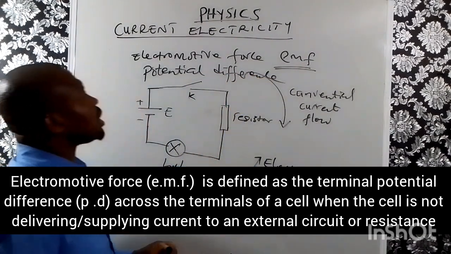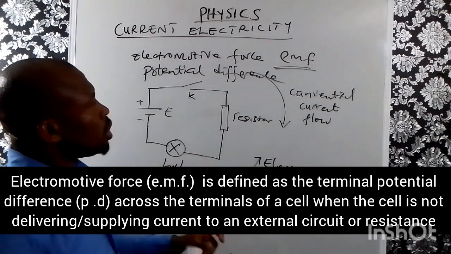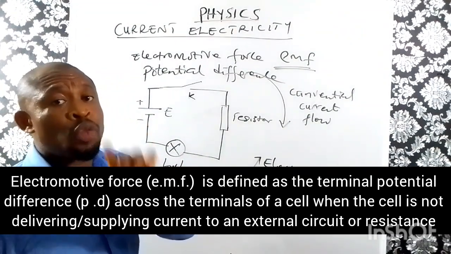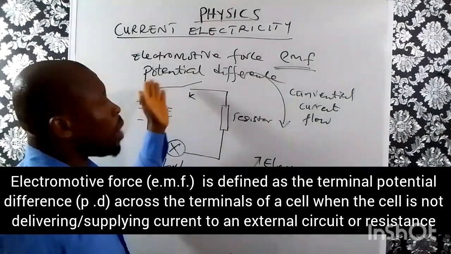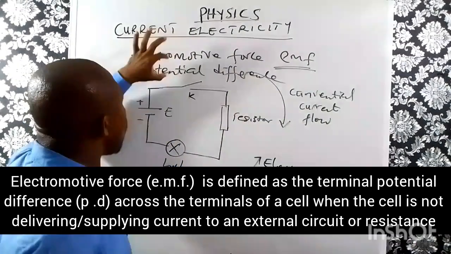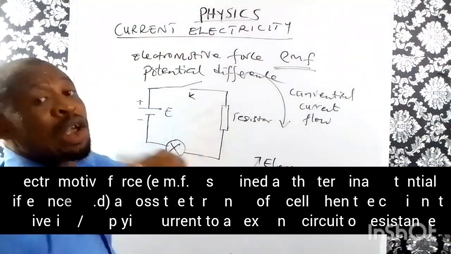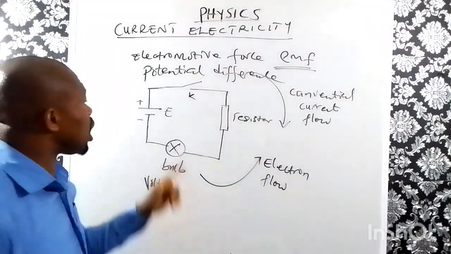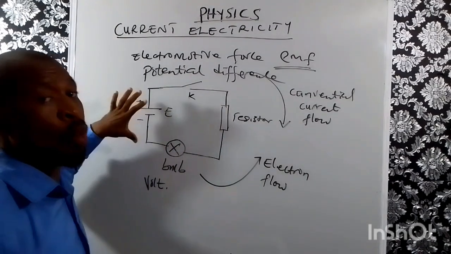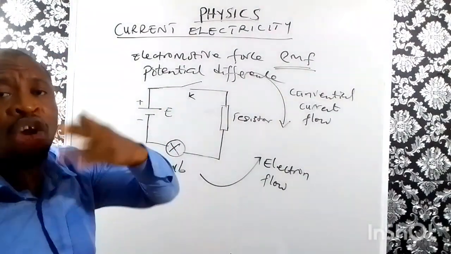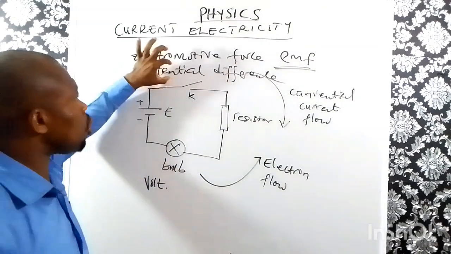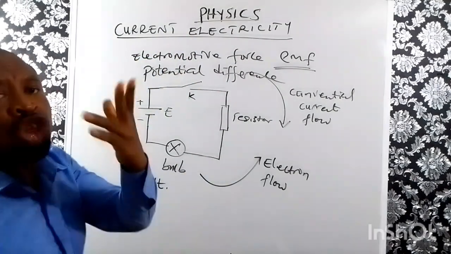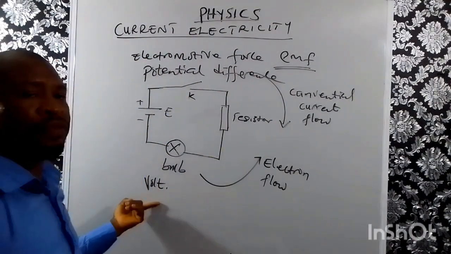So we take it again that for electromotive force, we say it is the terminal PD across the ends of a cell when that cell is not supplying current to an external circuit. While for potential difference, it is the work done or energy released per coulomb when electricity moves from one point to another, or when that electricity is supplying current to an external circuit. This one is supplying current to an external circuit. This one is not supplying current to an external circuit. Of course, the two of them are measured in volts.